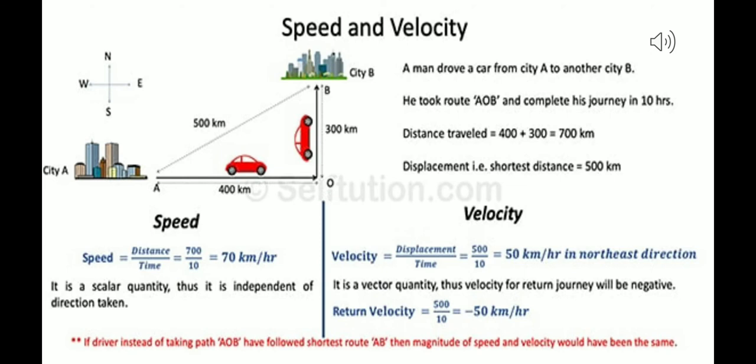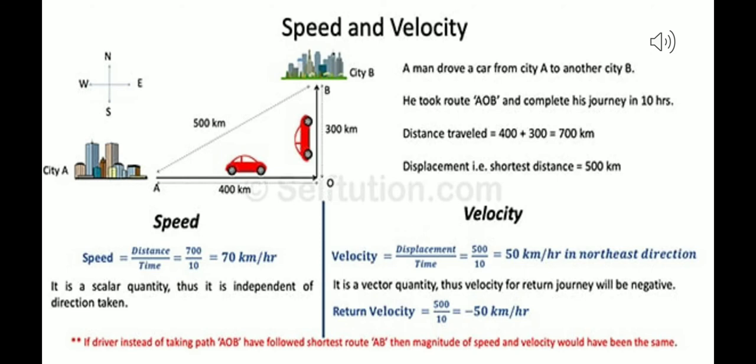This speed is called instantaneous speed. That means distance traveled in a very small time upon time is the instantaneous speed. That means speed at that very moment, at that very instant. If the speed is changing continuously, then speed at some moment will be calculated by distance traveled in a very small time upon time interval. Okay.